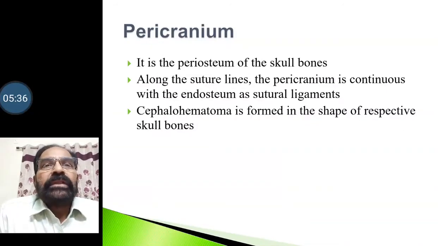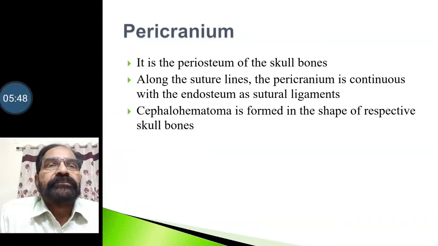Then we come to the 5th layer, that is the pericranium, the periosteum, which is the outermost cover over the skull bones, and along the suture lines. The pericranium is continuous with the endosteum on the inside as suture ligaments. Cephalohematoma is a condition due to accumulation of blood, formed in the shape of the respective skull bones.